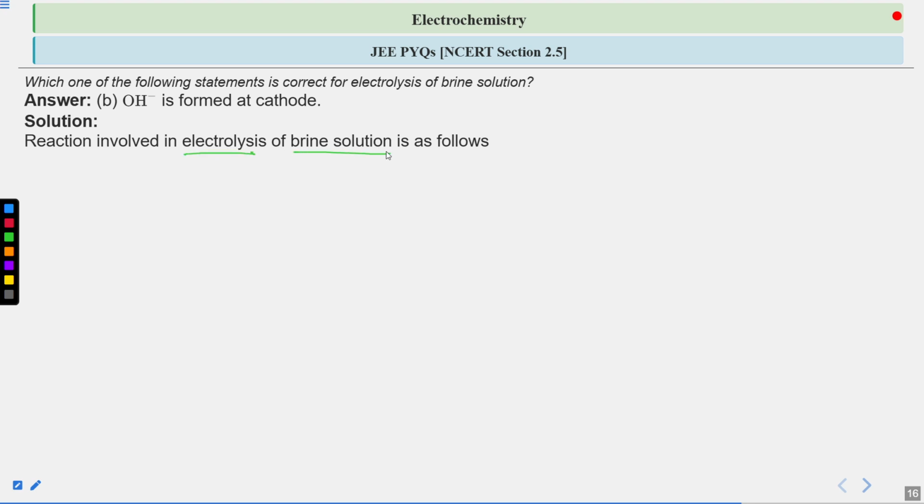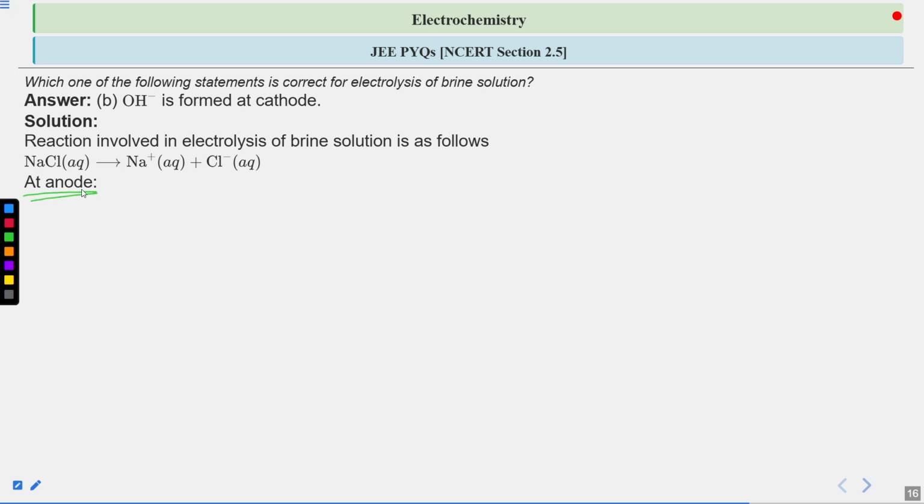As I said, you have to go to the electrolysis concept, where we see what reactions are going on at a particular electrode, whether cathode or anode. So we have to look at the reactions involved in the electrolysis of the brine solution. NaCl converts to Na positive and Cl negative. The brine solution is a sodium chloride solution, so sodium chloride will dissociate into sodium positive and chloride negative ions.